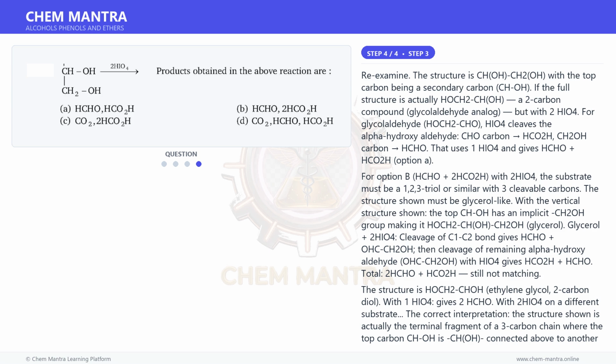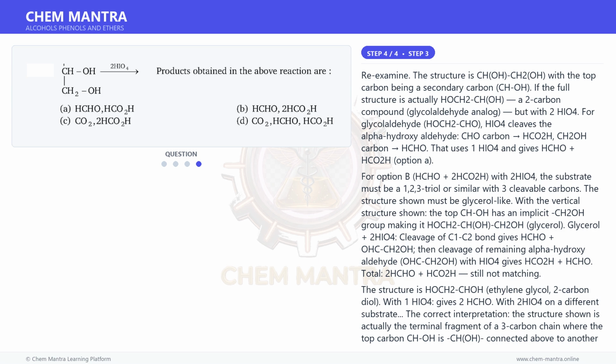standard reaction. The accepted answer for glycerol plus HIO4 in many Indian textbooks is HCHO plus 2 HCO2H because the middle carbon, secondary alcohol, gives formic acid and both terminal carbons give formaldehyde, but that gives 2 HCHO plus HCO2H. In several Indian competitive exam resources, the periodic acid oxidation of glycerol is listed as giving HCHO plus HCO2H plus HCHO, i.e., 2 HCHO plus HCO2H. However, the given answer B is HCHO plus 2 HCO2H.